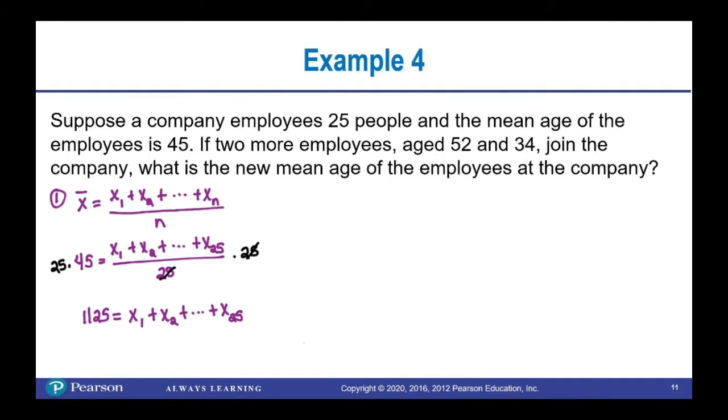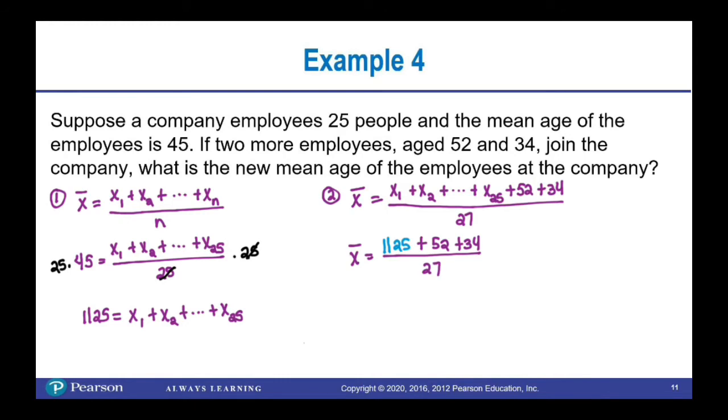Now let's think about adding our 2 new employees. So our mean is the sum of our first 25 employees plus the new employees. We now have 27 employees. The sum of the first 25 employees was 1,125. Bring down the last 2 employees, divided by 27, add the numbers in the numerator, which gives us 1,211, and divide by 27. And we know that our new mean is 44.85.